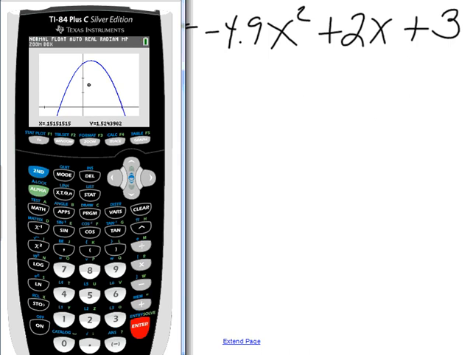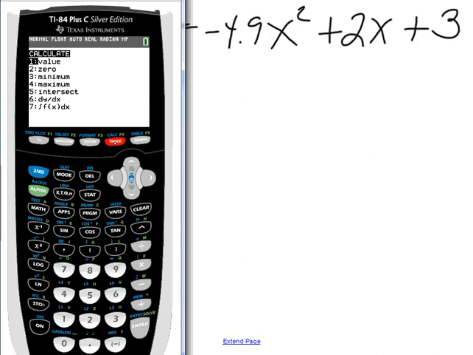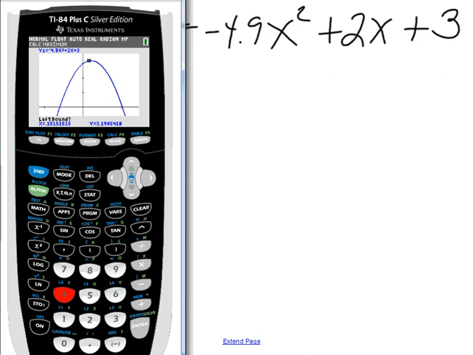Maddie, what did you say? Well, first of all, walk me through it. Second, trace, which puts me in the calculate menu. Maximum. All right, I'll go 4. Left bound, what does that mean? Go left. Left of it. Good. Then right of it. And yeah, that's about it. Okay, and then guess exactly where it is. It's about there, but you hit enter to get the exact right answer, and it says 0.20.